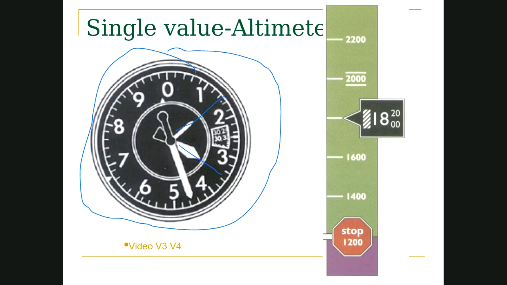Here's a newer view of the same. You have a tape display, an electronic display. They don't want to do steam gauges, the round display. And this shows the altitude is somewhere around 1,810. Which one do you think is better? I don't know.